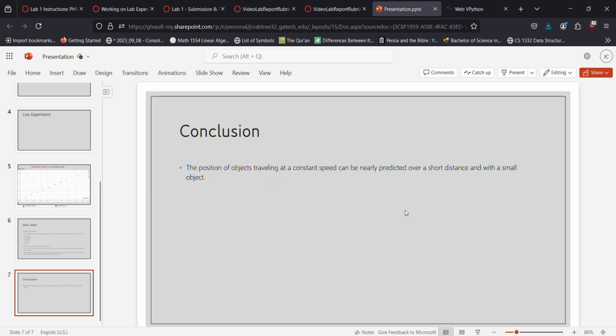So to conclude the experiment, it seems that the position of an object traveling at a constant velocity can be very nearly predicted over a short distance and with a small object, though there are discrepancies in the data which may be due to the inability to neatly roll an object with zero acceleration. I think that is the most likely explanation for why the predictive model did not exactly line up with the experiment. That concludes my presentation.